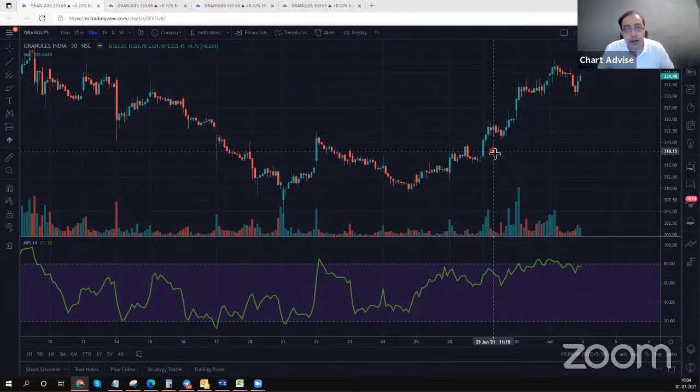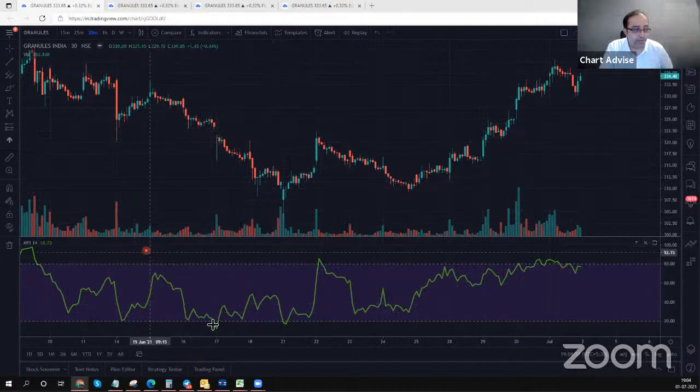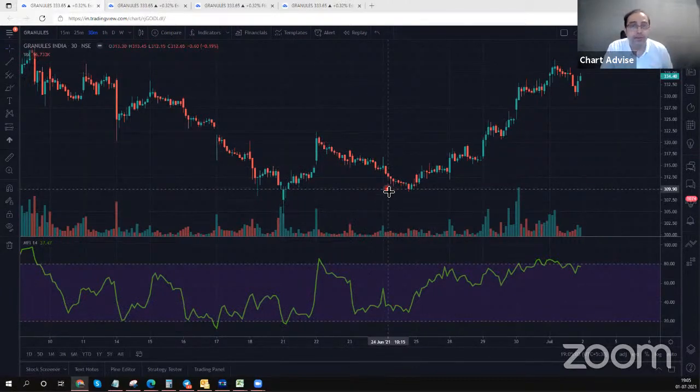The prices have moved quite well. Now, as a continuation of that example, you can see here that the MFI was hitting into the oversold region. I've taken a 30-minute chart for illustrative purposes. And you can see here, after it hit the oversold levels, there was a good recovery from here.